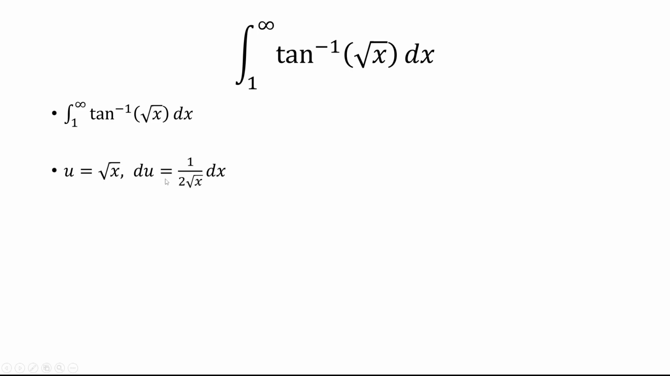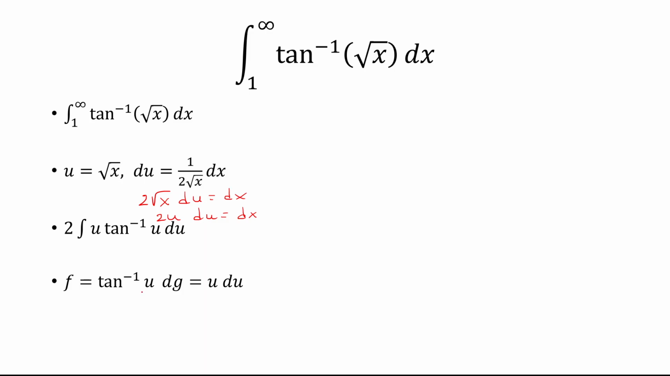So du is 1/2 times square root of x dx. So to solve for dx, we multiply both sides by 2 root x. So we have 2 root x du is equal to dx. And then root x is u. So that's just 2u du is going to equal dx. So now we have the 2 factored outside. And then it's the integral of u inverse tangent of u du.